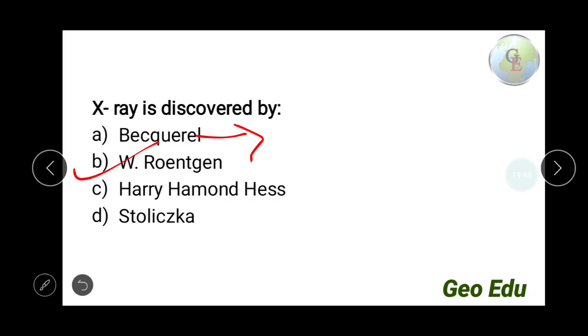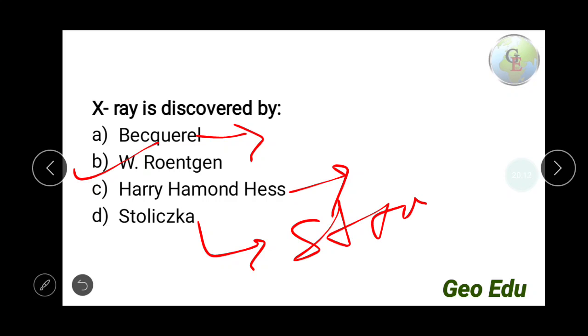Becquerel discovered radioactivity. Sorry, radioactivity was discovered by Becquerel, and H.H. Hess gave the theory of seafloor spreading. He is a very renowned geologist, and Stolica is a great stratigrapher, who studied most of India and gave a lot of stratigraphic classification. So here the answer will be Roentgen.